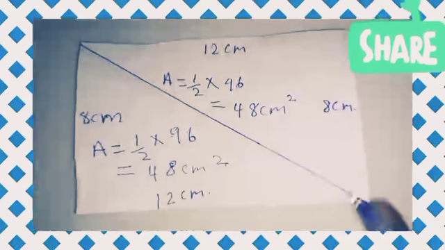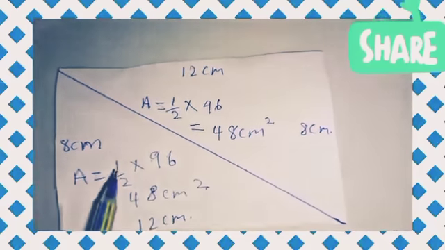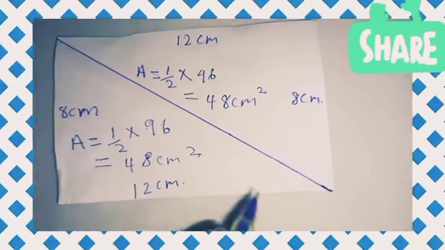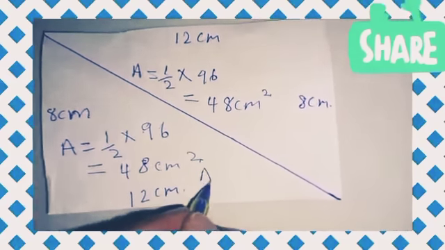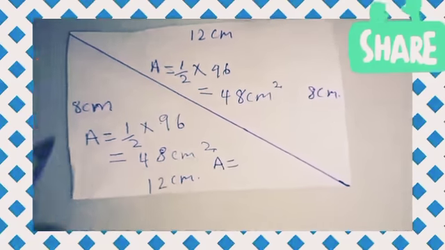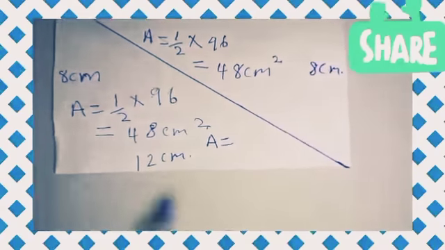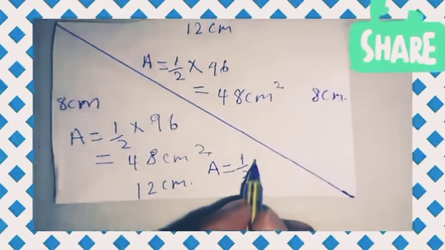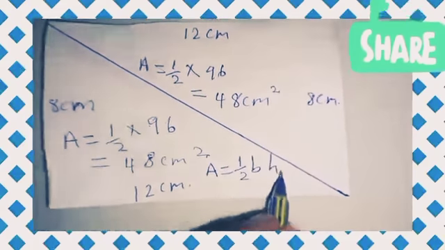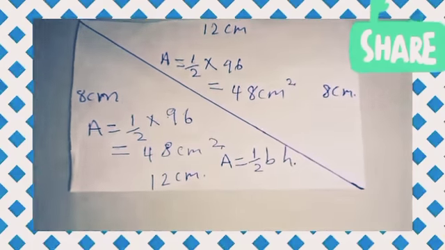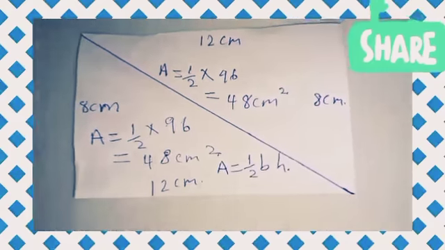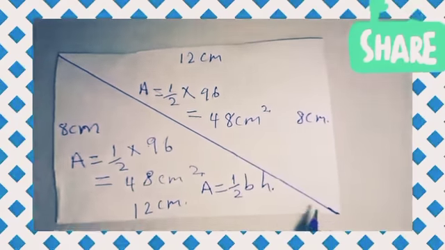So generally, a rectangle can be divided into two equal triangles. In general, the area of a triangle, when you are given the base and the height, is given by half base times height. So that is how we obtain the area of a triangle given base and height. As simple as that.